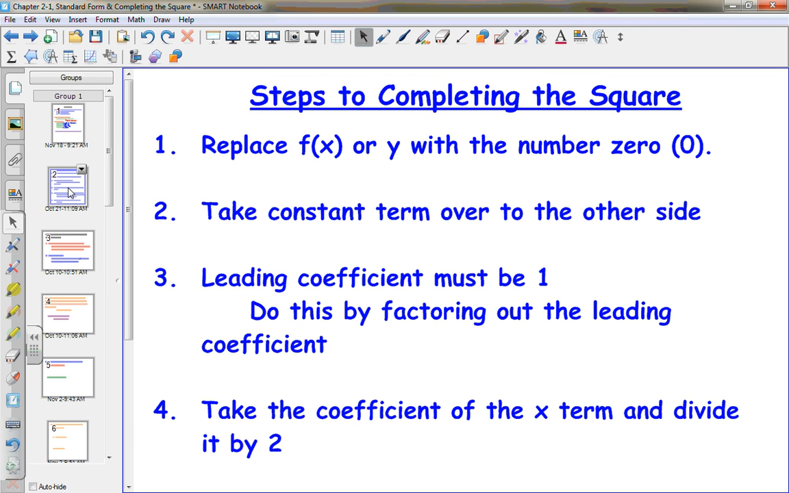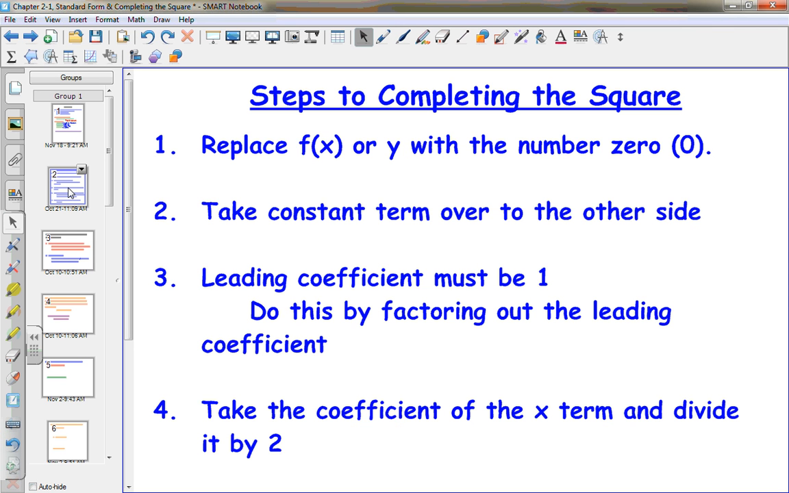Step 1, replace f of x or y with the number 0. Why am I asking you that? Because generally speaking, you guys do so much better when you're not dealing with more than one variable. So by putting 0 in for y, what you're essentially doing is finding the x-intercepts, which means you're actually just putting it in the standard form. Step 2, take the constant term over to the other side. What's a constant term? It's the number without the variable.